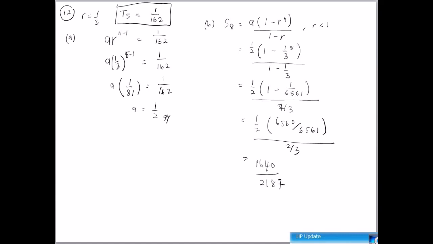And then the last question that we will discuss from tutorial 26 is question 14. In a geometric sequence, the common ratio and the second term are 2 and 30. Common ratio is R. R equal to 2. The second term is T2. Okay, T2 equal 30. Find the value of A.